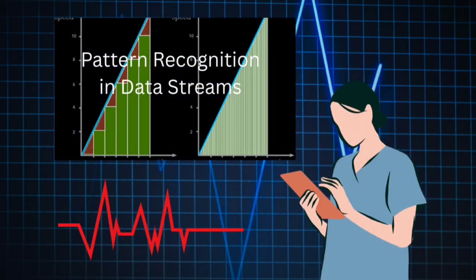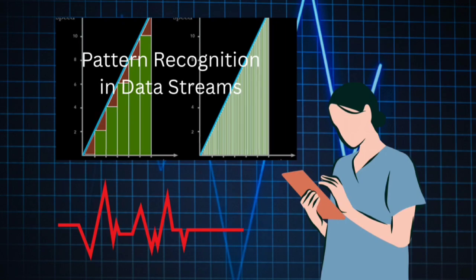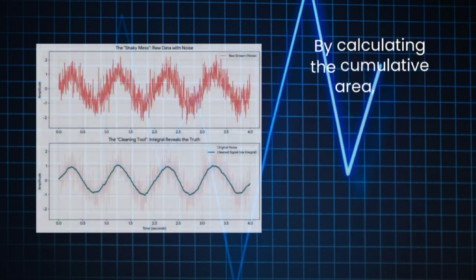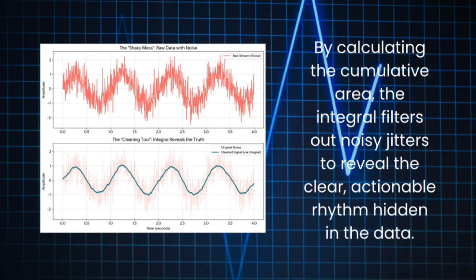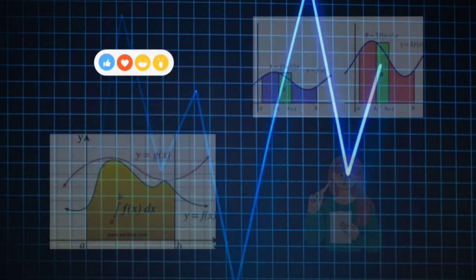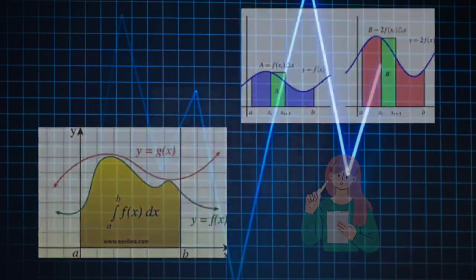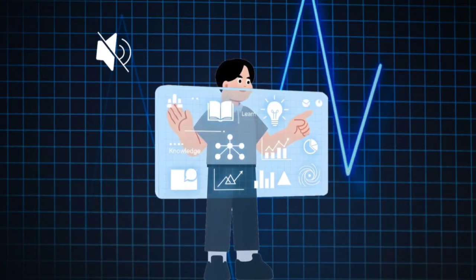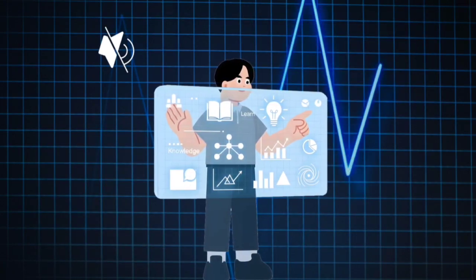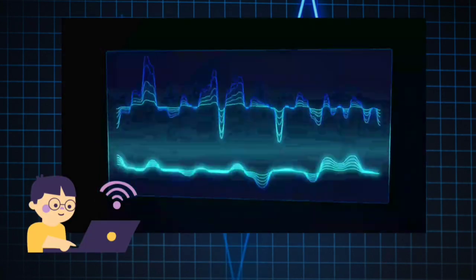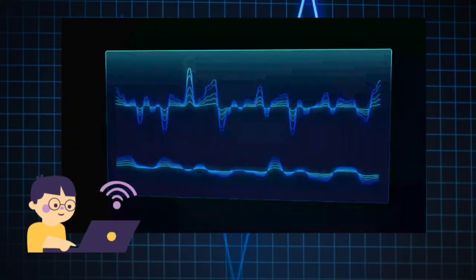Lastly, integrals help us find patterns in data streams. For instance, heartbeat monitoring. On a screen, you often see tiny, shaky lines that don't really mean anything. These are just noises that can be distracting. The integral is a cleaning tool. It ignores the messy, fast distractions so you can see the steady, important truth underneath. It turns a shaky mess into clear information that saves lives.